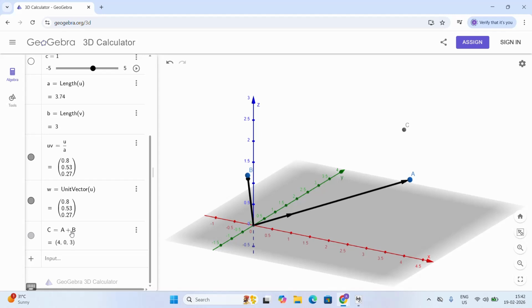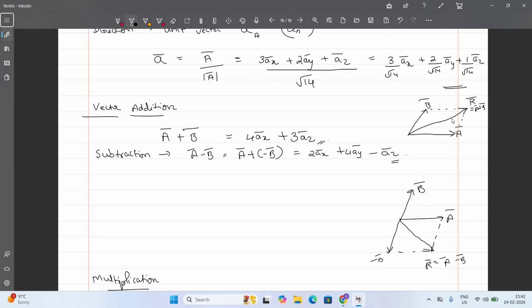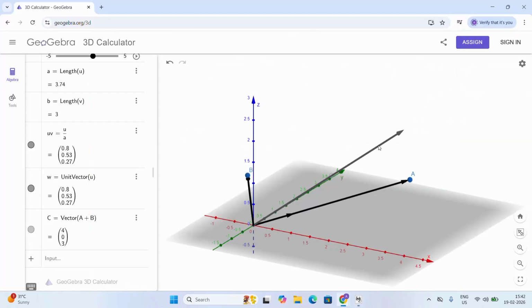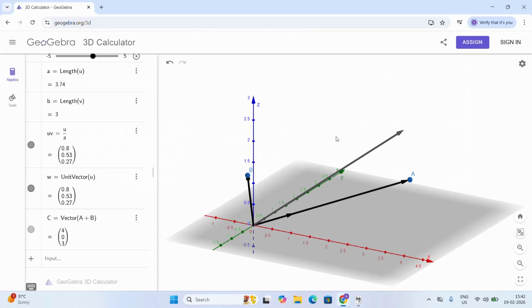For that you just have to do vector of A plus B. So if you can see, your result has appeared here, that is vector C. Does it not look similar to this diagram? The result is nothing but the diagonal of the parallelogram you will be drawing between A and B. It is exactly the resultant here. Okay. So this is about addition.